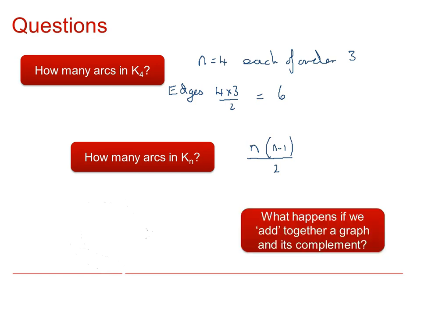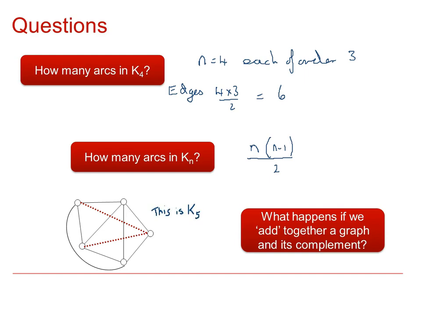And finally, what happens if we add together a graph and its complement? Well, here's a graph that we had in an earlier question. Now if we add in the complement, there it is, and you can see what we've created there. So if we take a graph and we add its complement onto that graph, then we have created a complete graph.